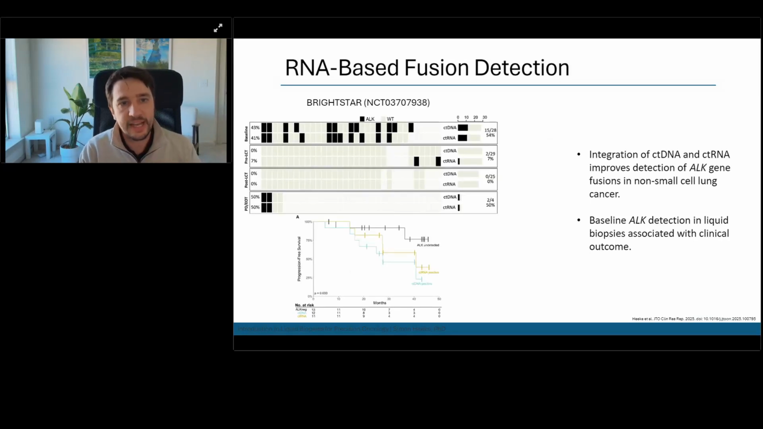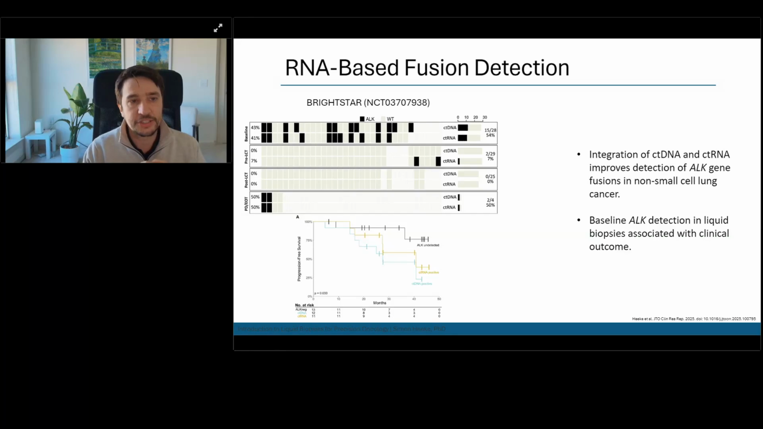So what we did then, and what we published relatively recently, earlier this year, is that we now used an NGS assay, which combined DNA and RNA. And using such an assay, we were analyzing samples from the Bright Star trial. The Bright Star trial was a trial analyzing brigatinib plus local consolidative therapy in patients with ALK rearranged non-small cell lung cancer. The important information is that those were patients with a known ALK gene rearrangements.